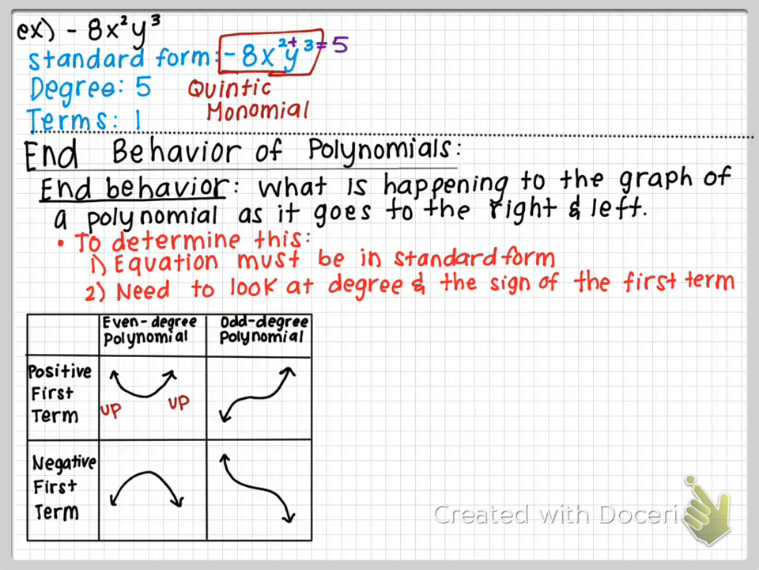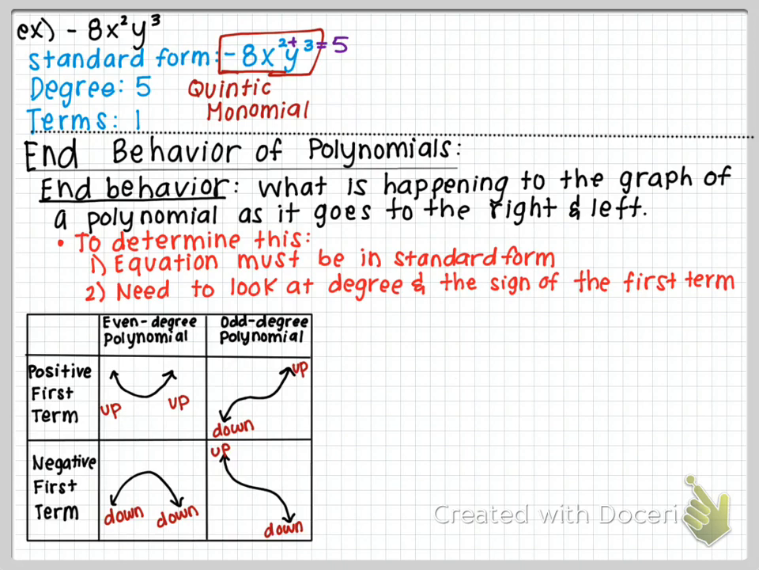So if it's an even degree polynomial and it's a positive first term, it's going to go up on the left and up on the right. If it's an odd degree polynomial, down on the left, up on the right. So it's down and up. If it's a negative first term and even degree polynomial, it's going to be pointing down, down, and a negative first term and odd degree polynomial, up, down. And I'm going to show you some of these on Desmos.